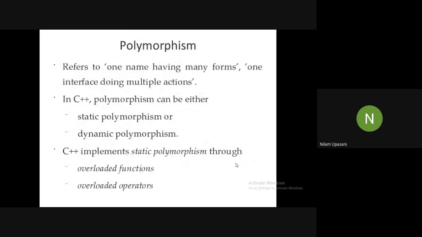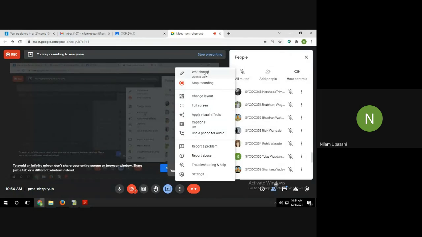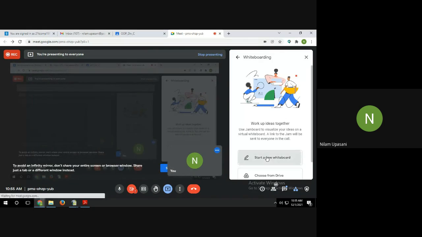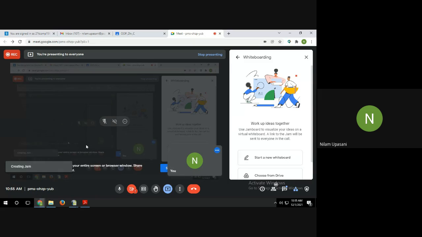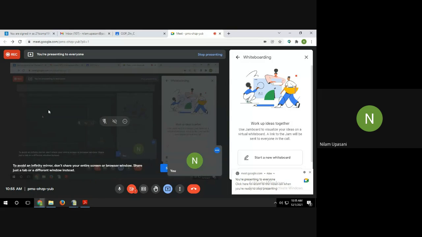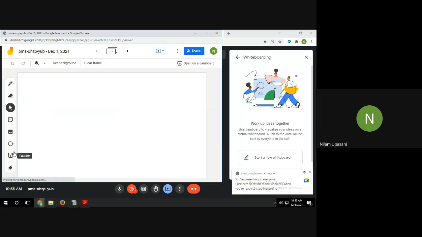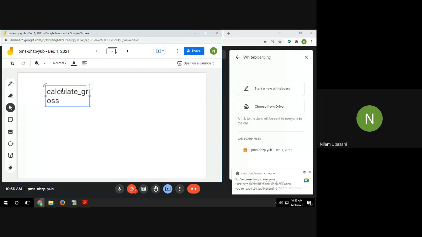Just a moment. Open one whiteboard now. Name of the function is calculate gross.